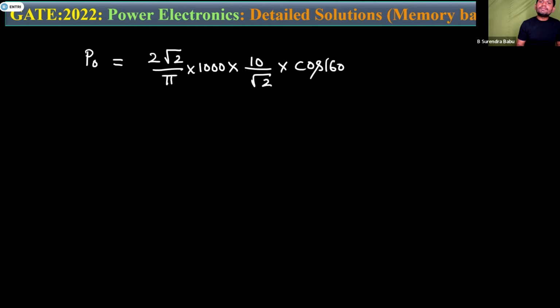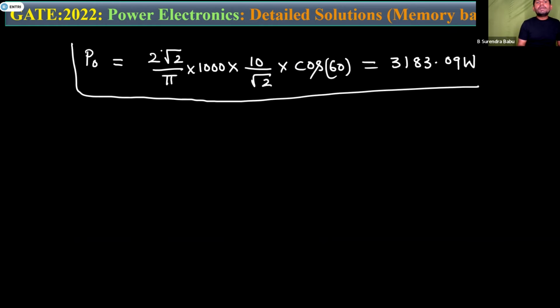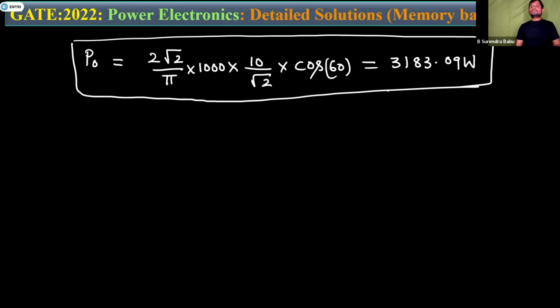Cos 60. Then if you simplify this, how much output power can you get, students? Please do this calculation. Come on, respond. How much output power can you get? Approximately 3183.09 watts. This is the output power, 3183.09 watts. Clear, students? This is very simple.